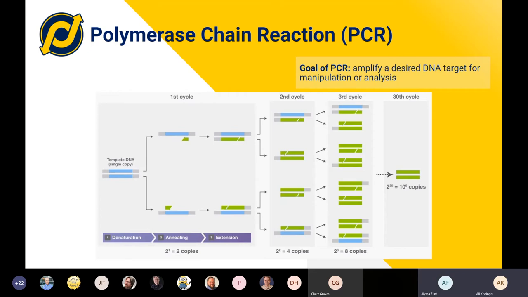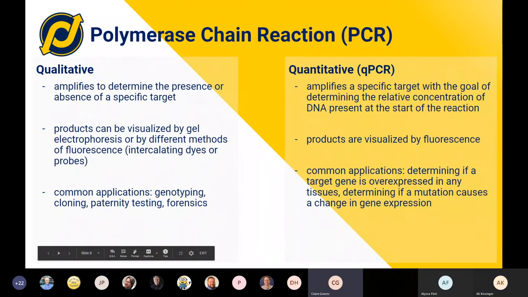So sticking with PCR, there are two types of PCRs: qualitative or quantitative PCR. Your qualitative PCR is going to amplify and determine the presence or absence of a specific target or pathogen, kind of like what we were just talking about. And the products can be visualized by gel electrophoresis, as Alyssa described, or different methods of fluorescence, which is a little bit more relevant to you guys.